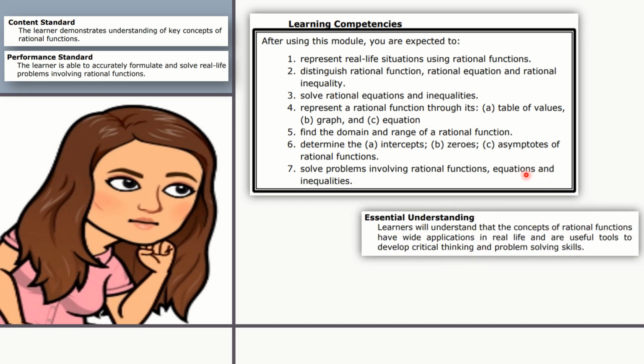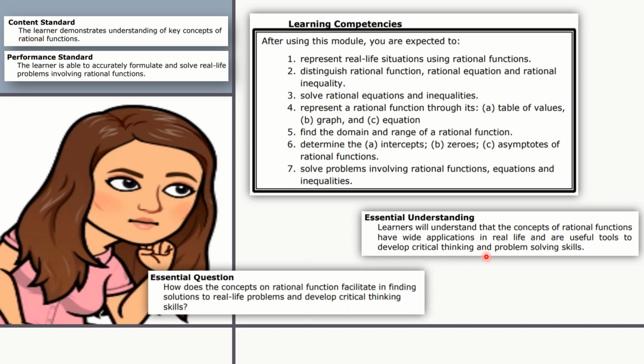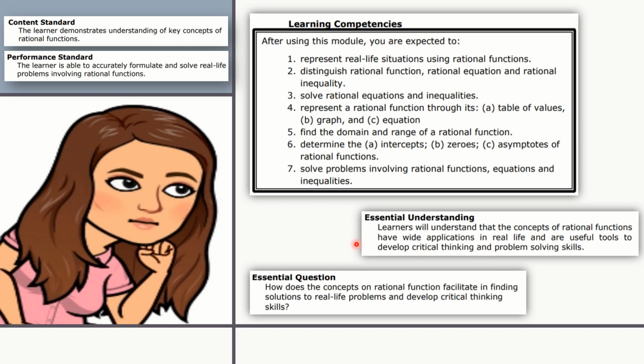In this lesson, the essential understanding is that learners will understand that the concepts of rational functions have wide applications in real life and are useful tools to develop critical thinking and problem-solving skills. The essential question to be answered is, how do the concepts on rational functions facilitate finding solutions to real-life problems and develop critical thinking skills? Are you ready to begin? Let's get started.